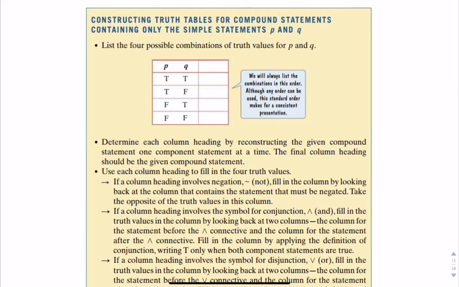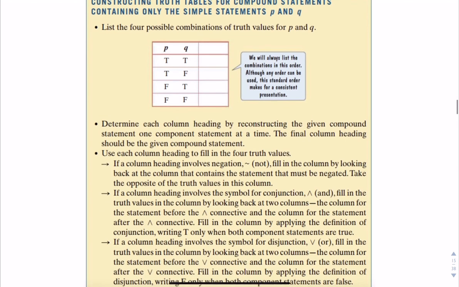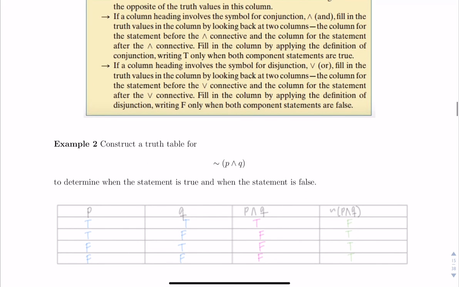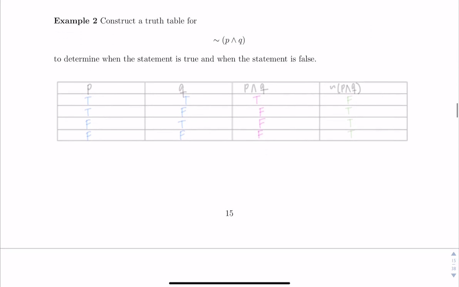So if it involves negation, we go back to the original column and put the opposite truth value. If it's a conjunction, we fill in the truth values by looking back at the 2 columns and seeing if both of them are true, then it's true. If they're not both true, then it's a false statement. And if it's a disjunction, we're looking back at the 2 columns and we want to see if we have at least one true statement, which would make it true. The only time it's false is when both of them are false. So let's construct a truth table for not P and Q to determine when the statement is true and when the statement is false.